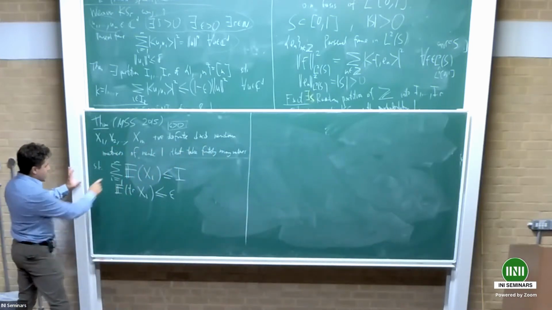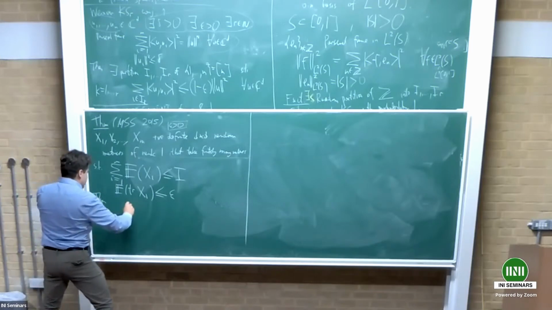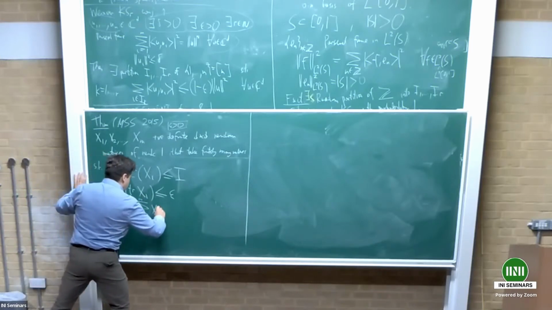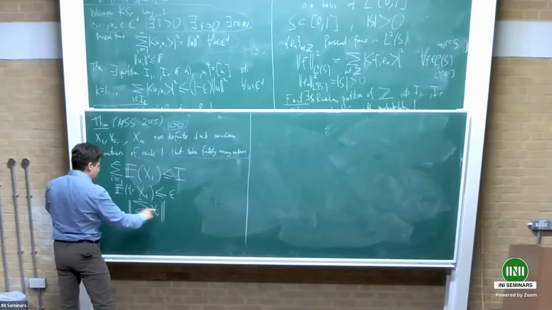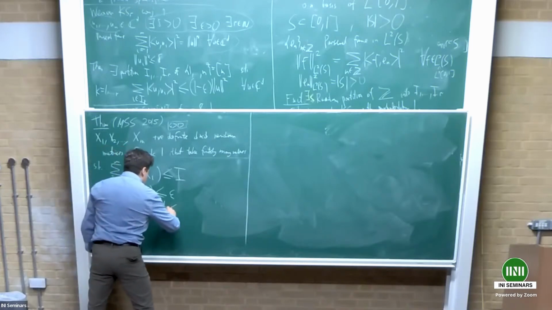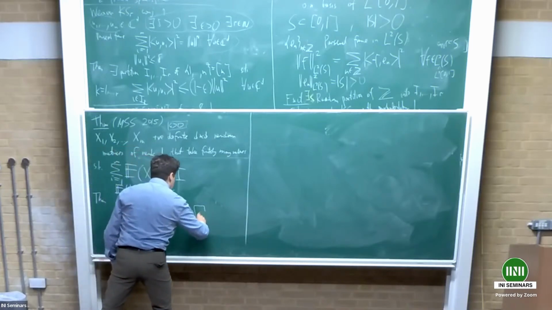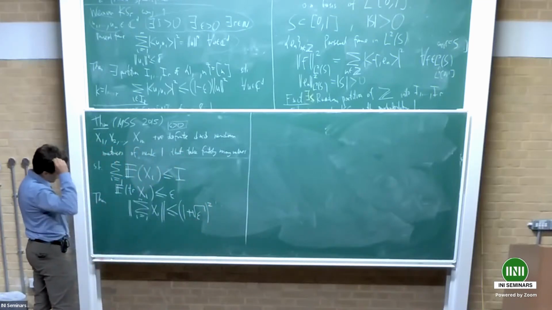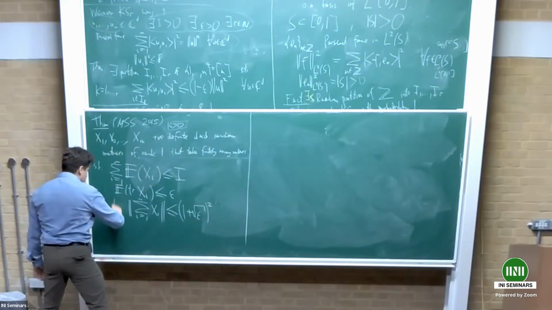Let's continue. Then what is the conclusion? The conclusion is that the norm of the sum of those random matrices is bounded by that quantity, (1 plus the square root of epsilon) squared, with positive probability.